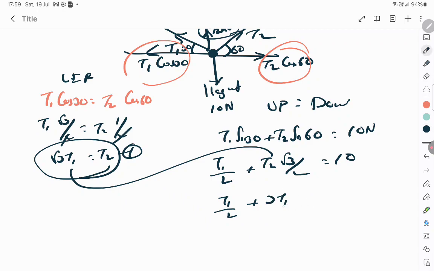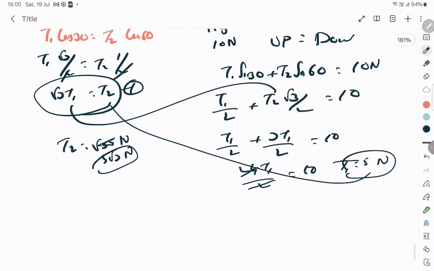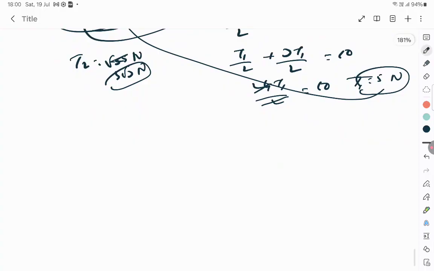So 4 T1 by 2 is equal to 10, so T1 itself is 5 Newton. Thus, you got T1, and you can substitute it back here. T2 is equal to root 3 into 5 Newton, which is 5 root 3 Newton. That will be your T1 and T2. It's so easy for me to find out using the vector method. I would never use Lami's theorem, though Lami's theorem can be used, I don't want that.